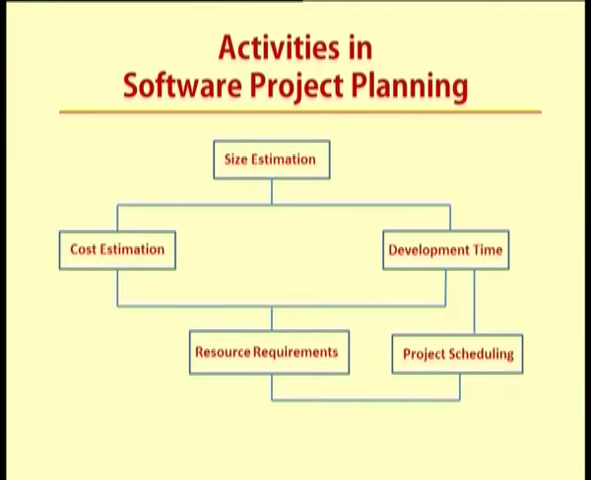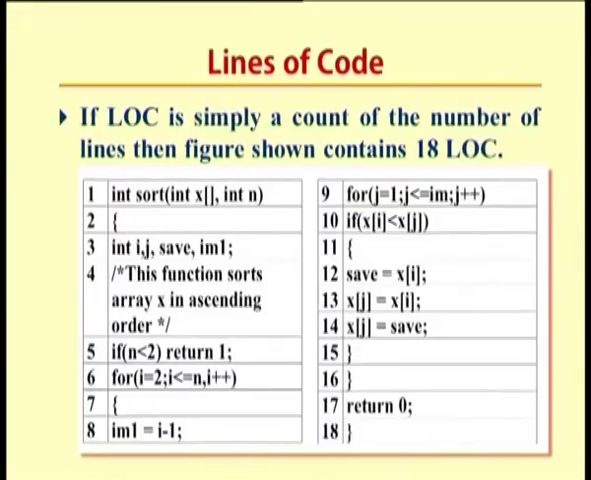This is one example which is given for estimating the lines of code. If LOC is simply a count of the number of lines, then the figure shown contains 18 lines of code. This is just for a problem which sorts an array in ascending order, for which I write an 18 line program. So this is structured programming where I have taken up a total of 18 lines for doing this program.